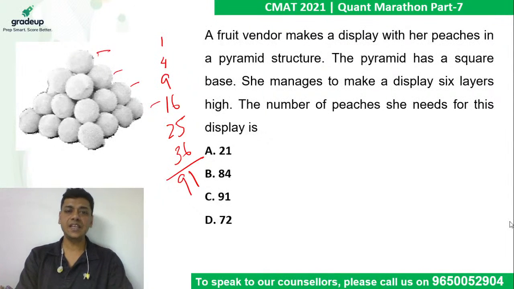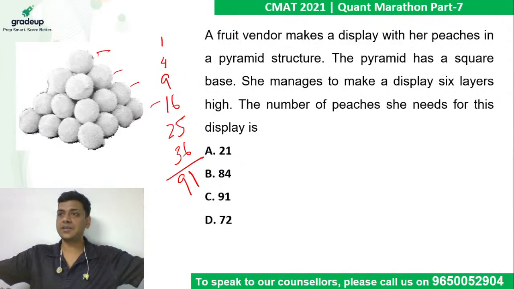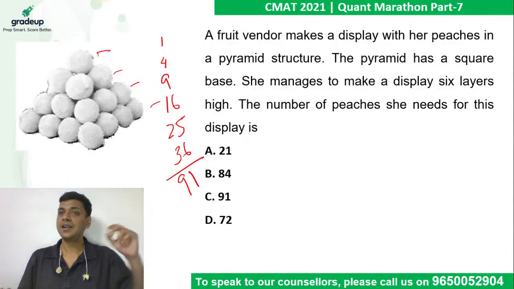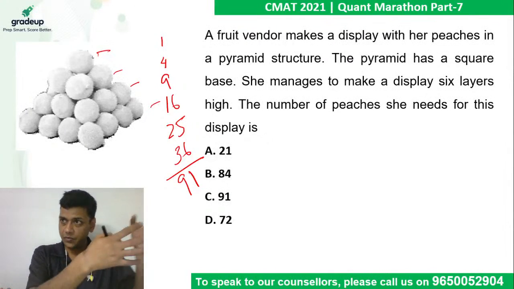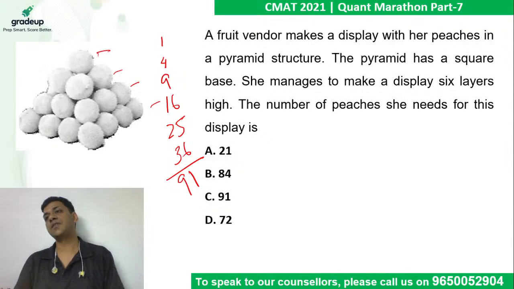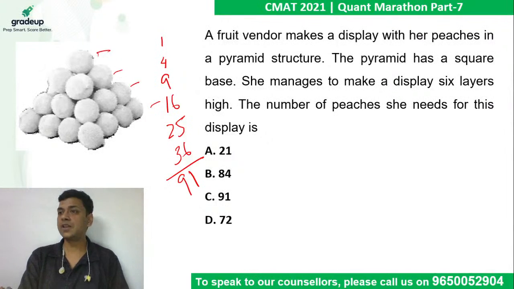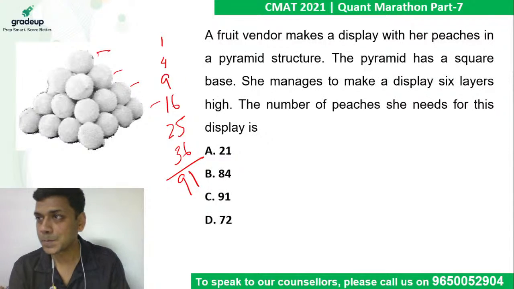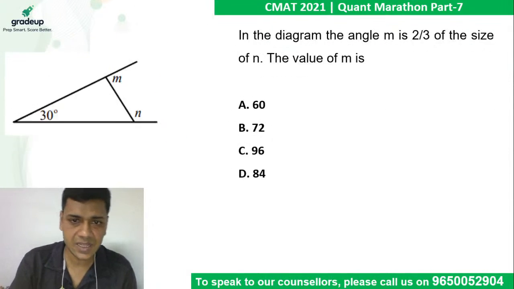So basically in each and every layer you need a square of those numbers, because it has to be a 6 by 6, it has to be a 5 by 5. In each and every layer, the number of peaches in a row and column will decrease by 1, or increase by 1 if you start from the top. Yes, guys? Okay, moving to the next one. Answer is C, which is 91.